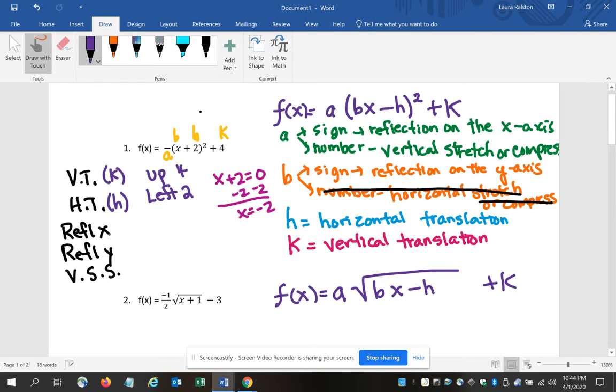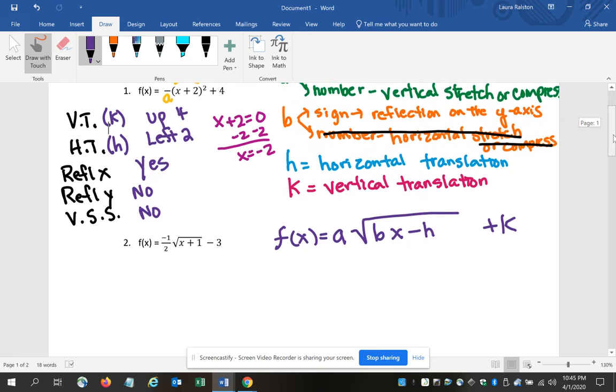Reflection on x is determined by the sign of A. Since A is negative, there is a reflection on x. B is not negative, so there's no reflection on y. And A is 1, so there's no vertical stretch or shrink. So in terms of the boxes that I would mark, I would have to mark it went up 4, left 2, and reflected on the x. So I would have 3 answers or 3 boxes marked.